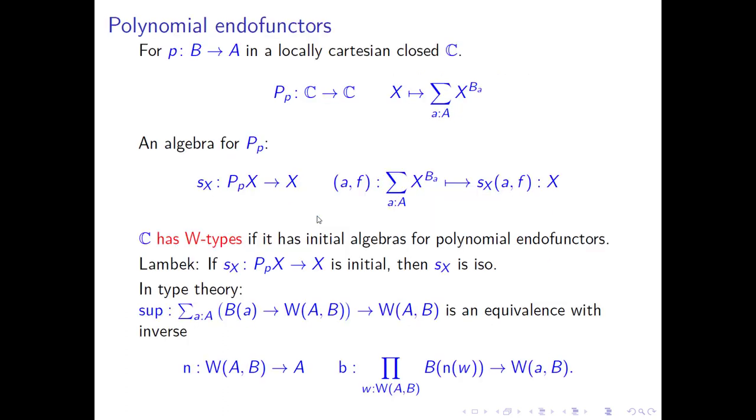So there is a semantical or categorical analog of these W types, which was observed by Moerdijk and Palmgren, and it consists of initial algebras for these polynomial endofunctors, which in the internal language of a locally Cartesian closed category can be described in this way. Then an algebra for this kind of functor is just taking a pair like this of an element here and a function and returning an element in X. So you see the similarity with the constructor for the W type. And then we can say that this category C has W types if it has initial algebras for polynomial endofunctors. So the correspondence actually works as it is for extensional type theory.